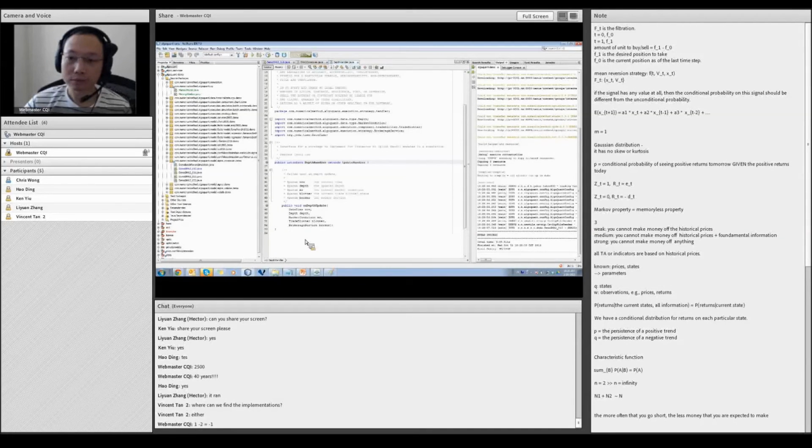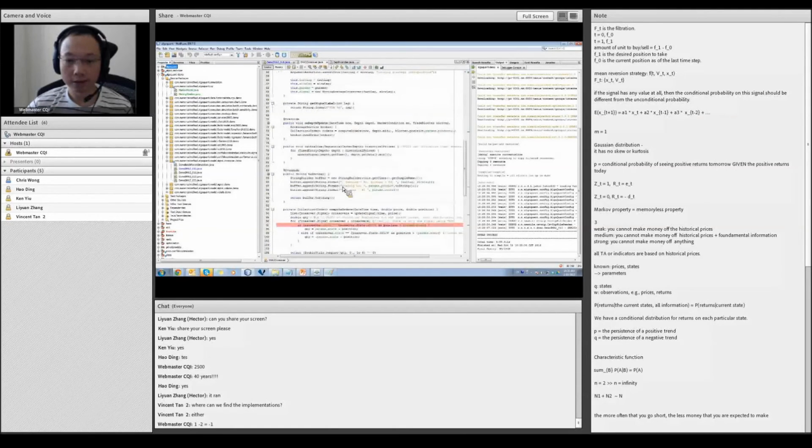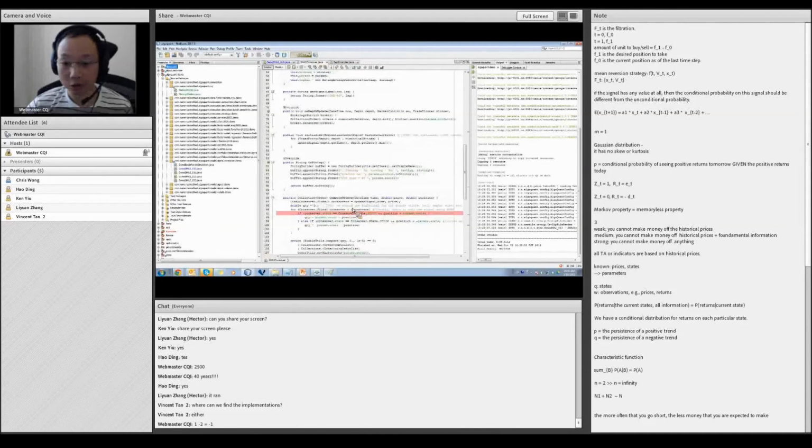So let's write it down here. This strategy does the following. Number one, it keeps track of the signal state. Number two, it computes the orders to maintain a desired position. Now remember, we talked about last time that a quantitative strategy is just a function f here.